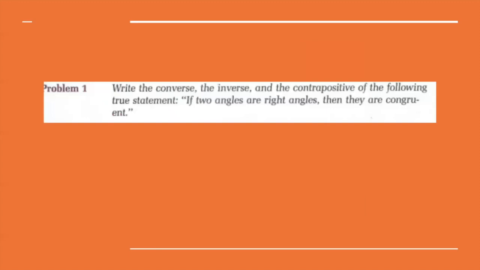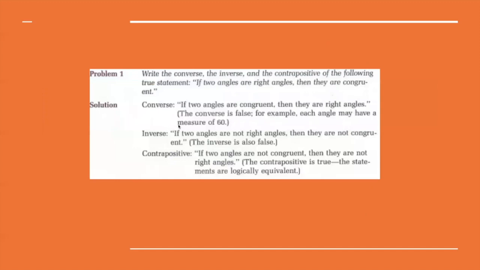Problem 1. Write the converse, the inverse, and the contrapositive of the following true statement: if two angles are right angles, then they are congruent. The converse would be if two angles are congruent, then they are right angles. The converse is false because if two angles are congruent, they can have a measure that is not 90. The inverse is if two angles are not right angles, then they are not congruent. This is also false because there can be congruent angles that are not right angles.